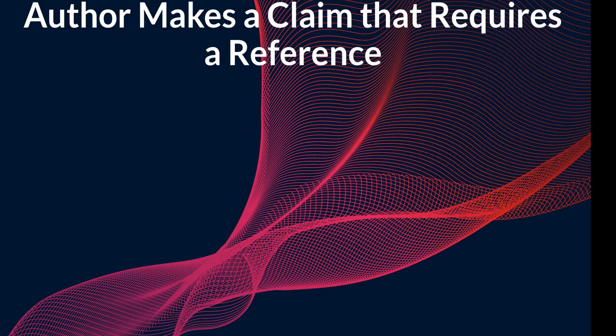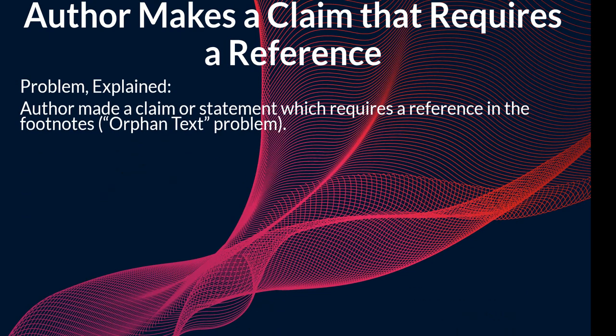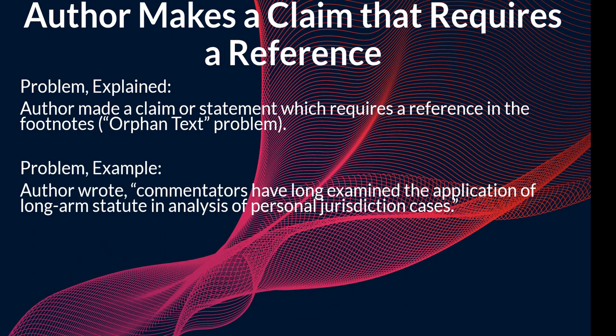So the last issue I want to discuss is when the author of a law review or journal article makes a claim that requires a reference. In other words, this is the orphan text problem. So what this is, is when an author makes a claim or statement that requires a reference in the footnotes. They say something that isn't really an opinion, it really needs support, and they just don't provide anything.